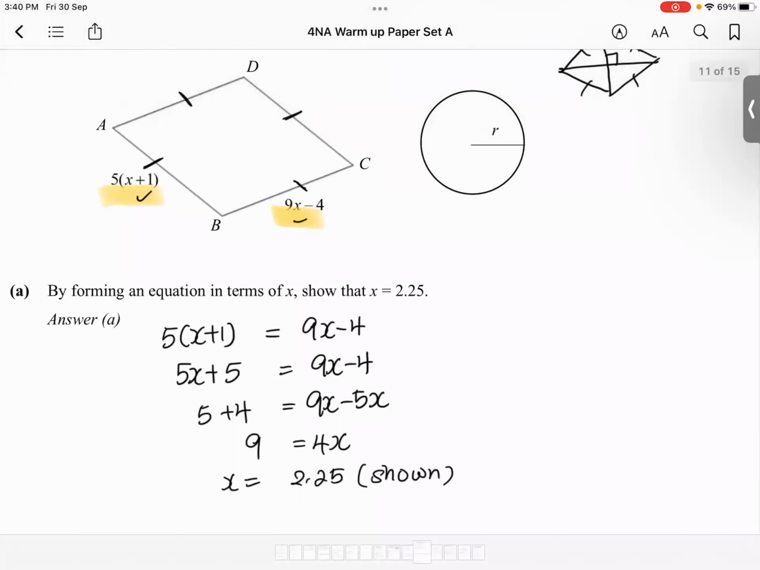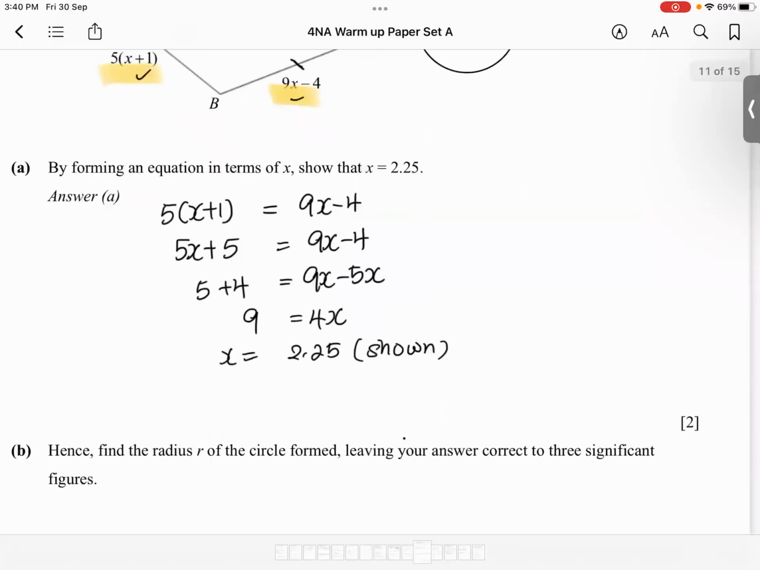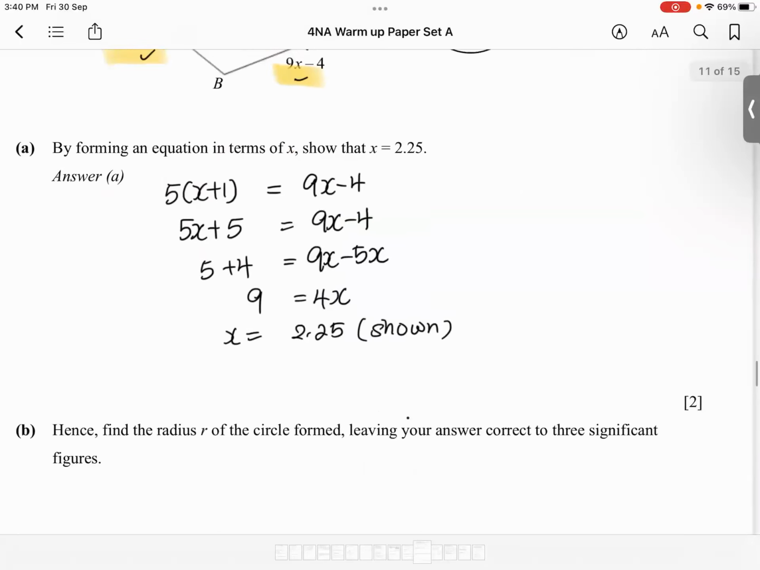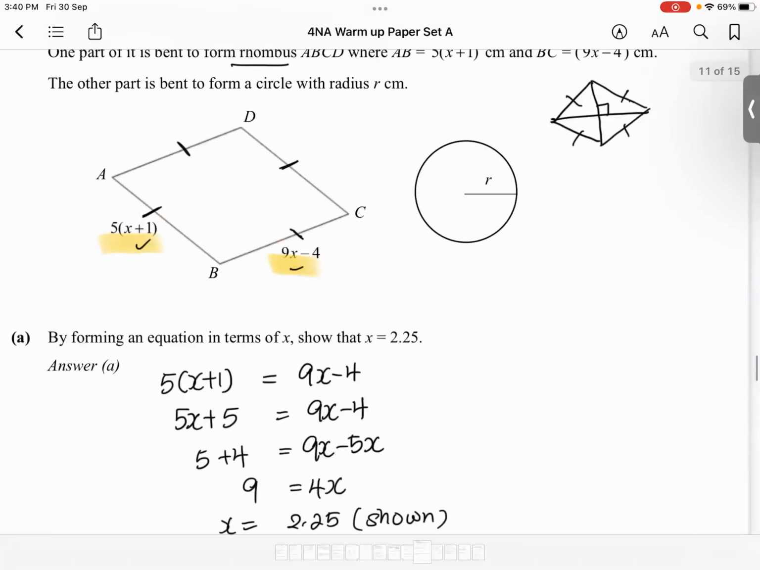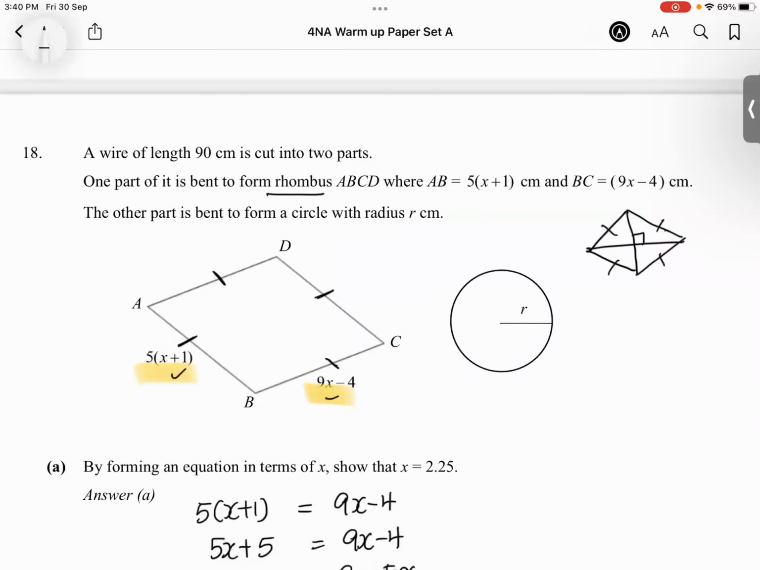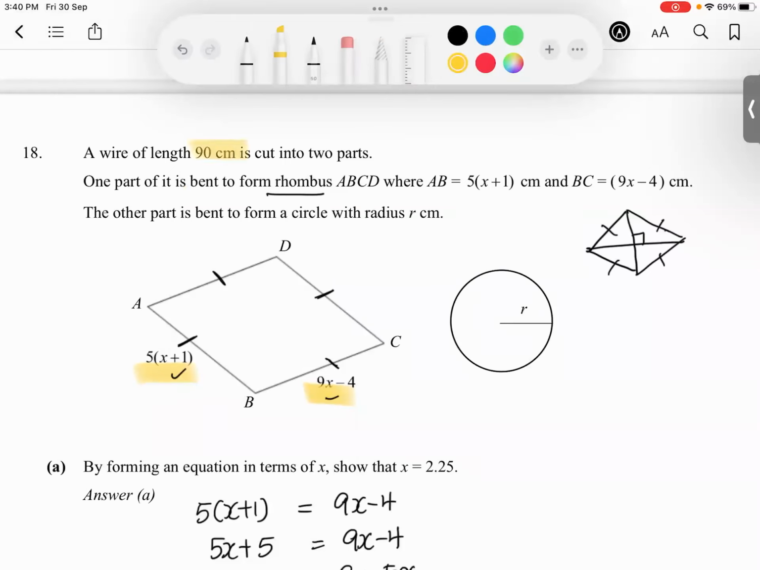So now I've shown this already. The question says, hence find the radius of the circle. Oh, what information have I missed out? The other part. Oh, I have a wire. This wire, the total length is 90. That means the perimeter of the rhombus over here is not fully 90. Why? Because the remaining, the other part, is used to form the circle. So when it forms the circle, it will give me the circumference of the circle. Circumference of the circle will be pi d. So this is for the remaining portion.